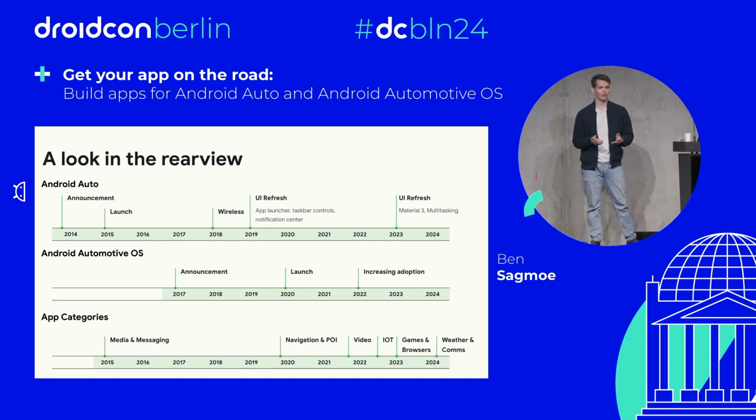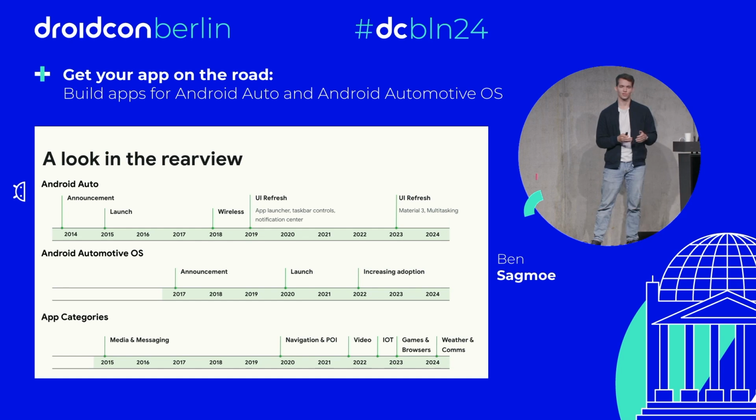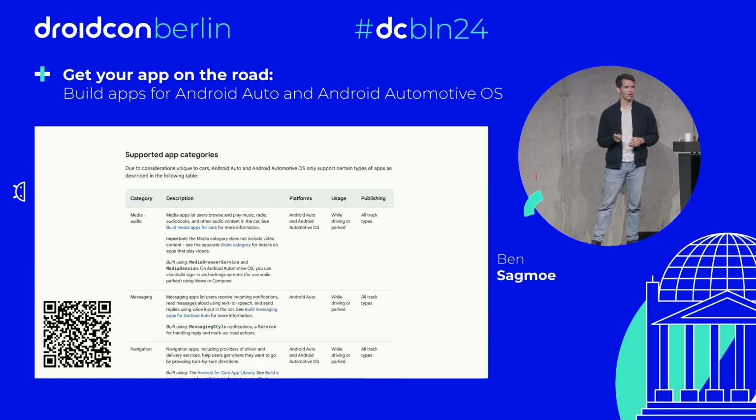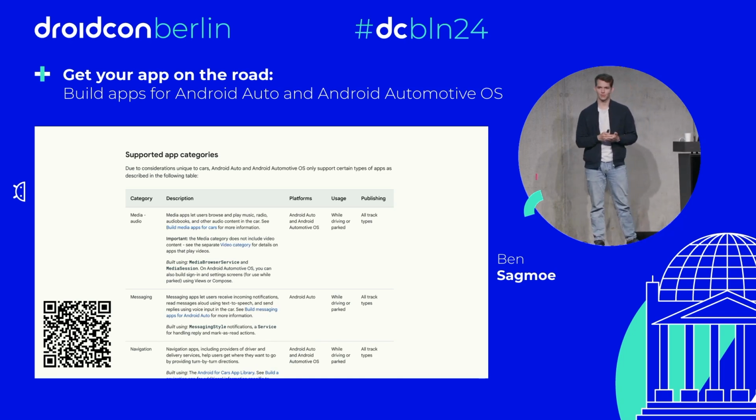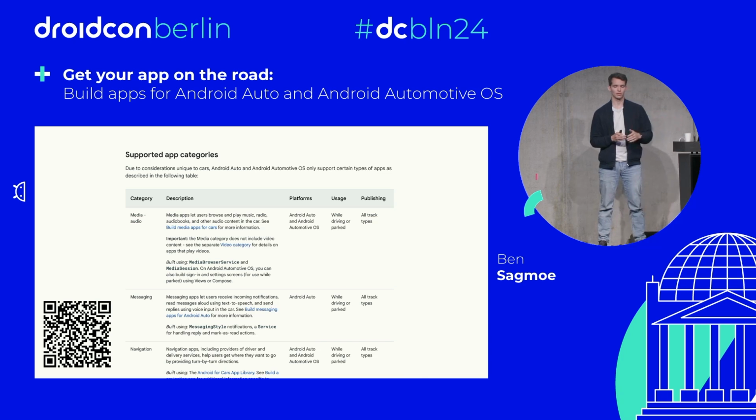And then this year at I/O, we announced weather and communication apps. Those both are going to be coming out later this year, weather on both platforms, and communication apps, just to start with, on Android Auto. If all of that's a lot to remember, you'll be happy to know there's a good table on developer.android.com. You can scan the QR code if you want. It has the details on what the category entails, how you can build apps for that category, which platforms are supported, when you can use it as a user, whether it's during driving or parked, and also how far you can publish it, like whether you can go to closed testing, open testing, or production.